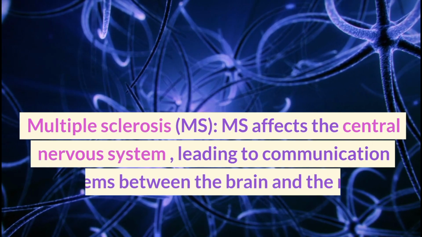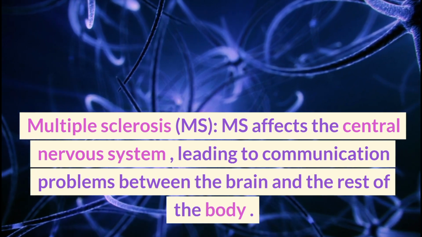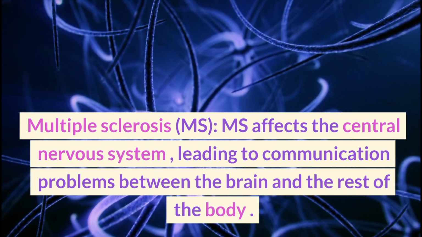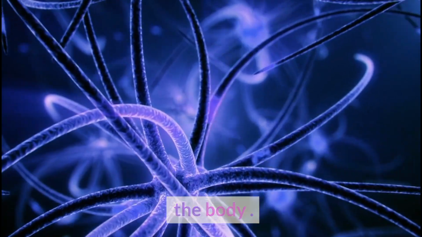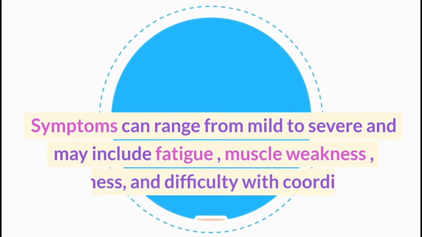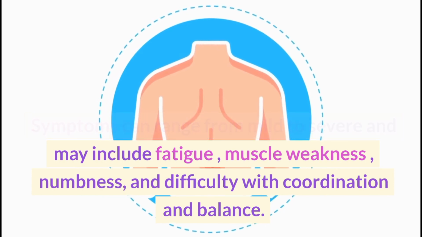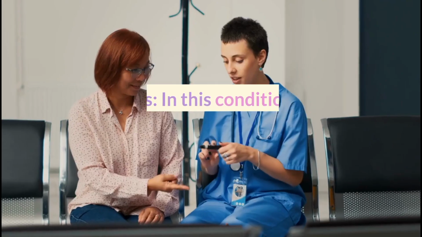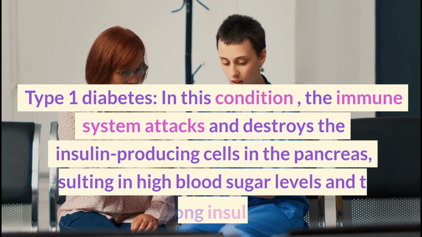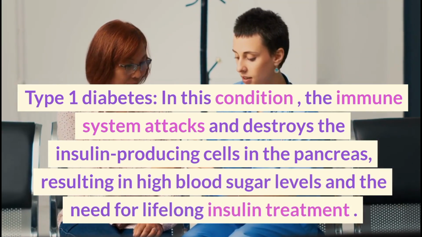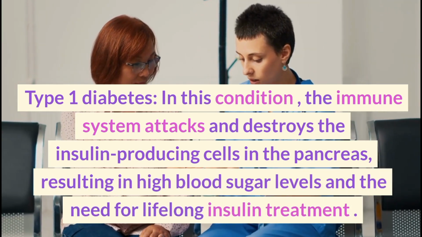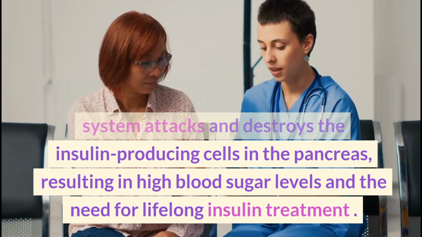Multiple sclerosis, MS. MS affects the central nervous system, leading to communication problems between the brain and the rest of the body. Symptoms can range from mild to severe and may include fatigue, muscle weakness, numbness, and difficulty with coordination and balance. Type 1 diabetes. In this condition, the immune system attacks and destroys the insulin-producing cells in the pancreas, resulting in high blood sugar levels and the need for lifelong insulin treatment.